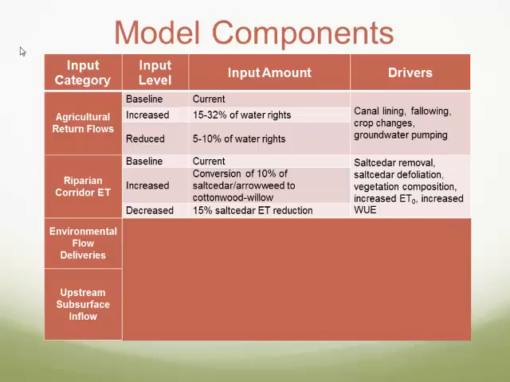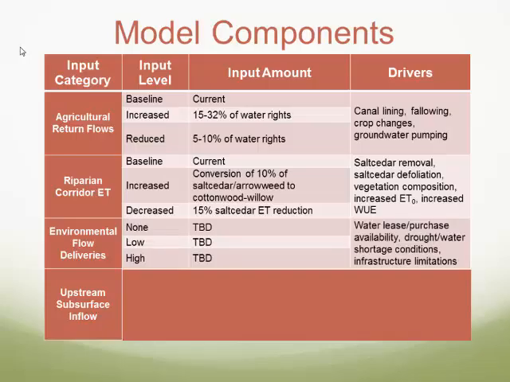And then finally, what might happen if there was a 15% reduction in salt cedar ET? This is the number I have, something like what might happen if the salt cedar beetle arrives to the delta. Environmental flow deliveries: none, which is our baseline; high and low, which is to be determined based on reasonable values that we're coming up with people that are working on environmental flows.